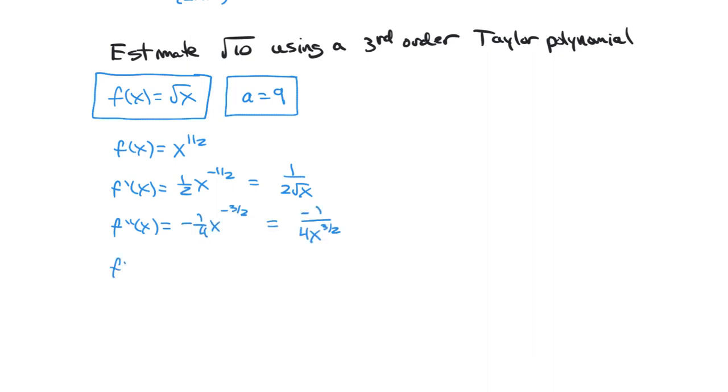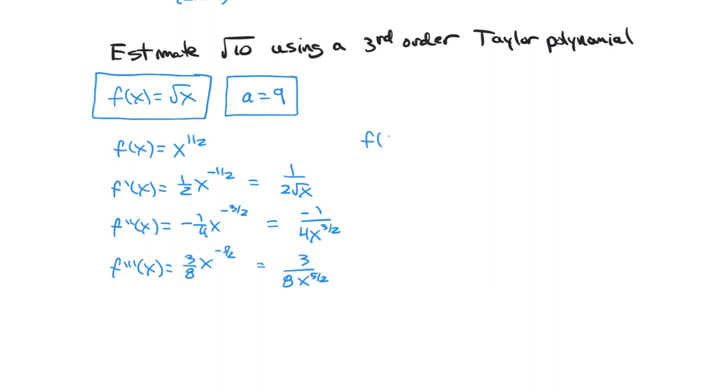And then let's do one more, the triple prime. So here we do the power rule, so we multiply, negative times negative is positive, so we get 3/8. x to the minus 3/2 minus 1, which is minus 5/2. And one more time, I'll do it like this, 3/8 times 1 over x to the positive 5/2. Okay. Because then we need to figure out all of these things at 9.